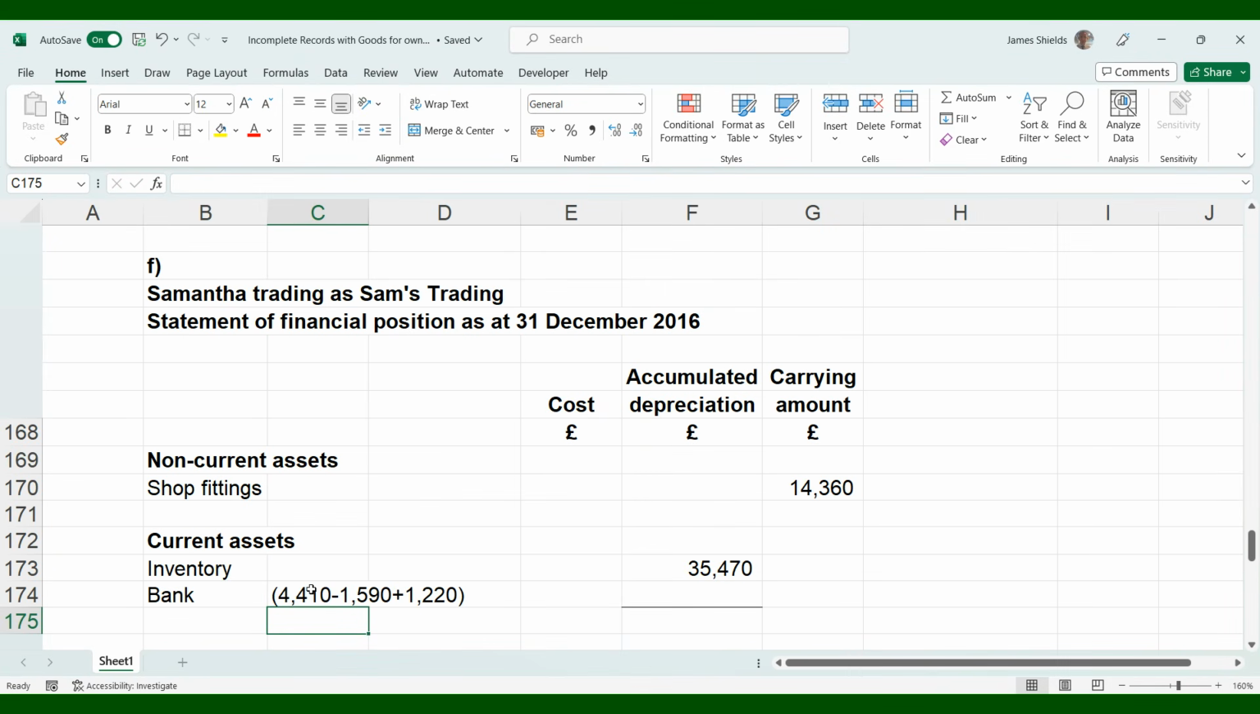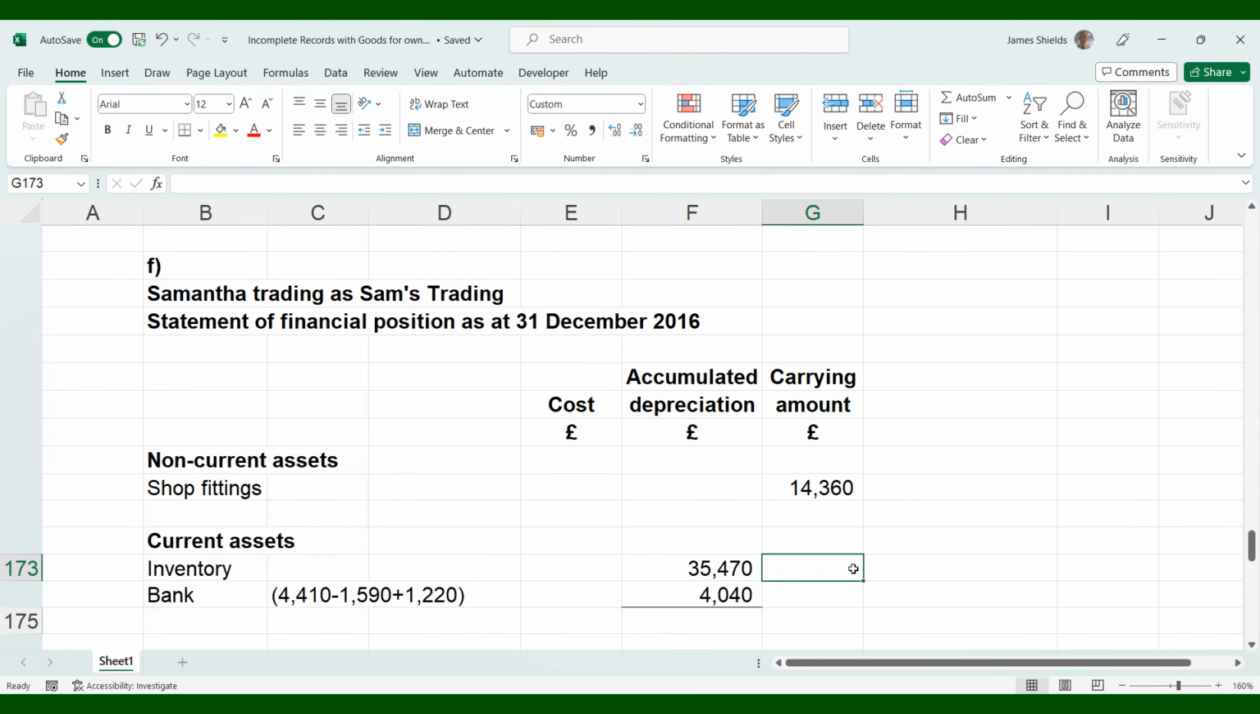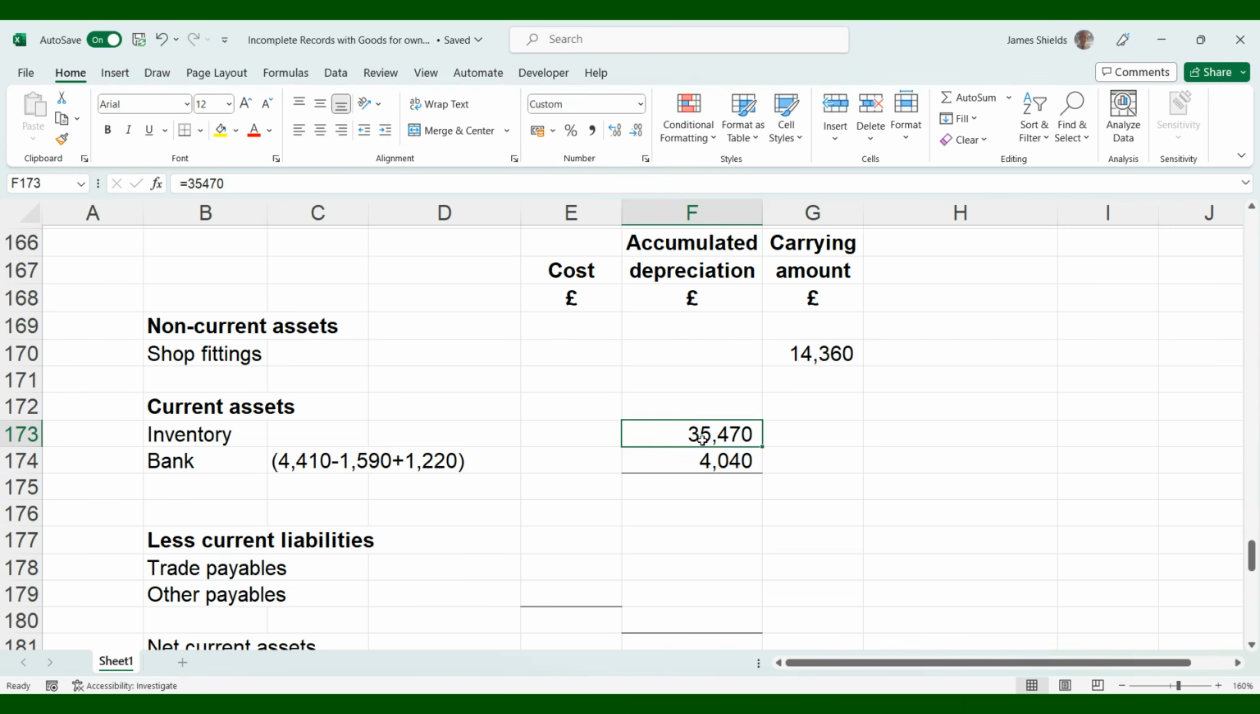So it's the balance on the bank statement of 30th of December, less the unpresented checks, plus the cash not yet being credited. So we combine them together, we get the new bank figure. So it's 4,410, take away 1,590, plus 1,220. That gives us £4,040 in the bank account for our current assets section. And now combine the two together to get my total current assets. That's given me £39,510. Now let's count liabilities.